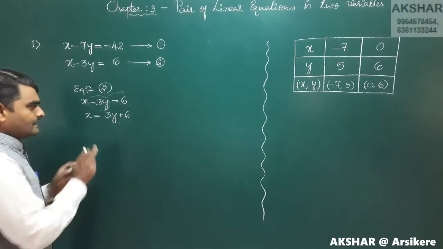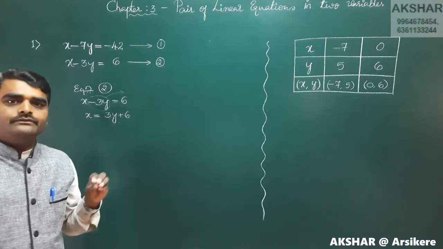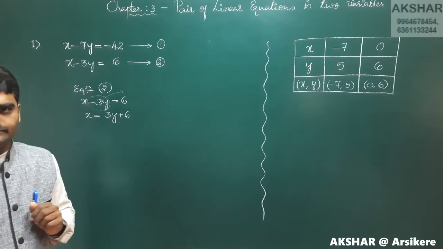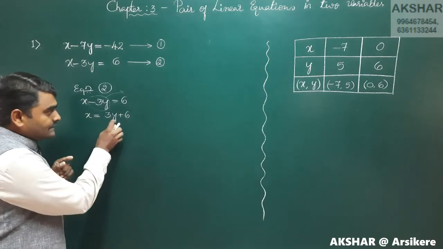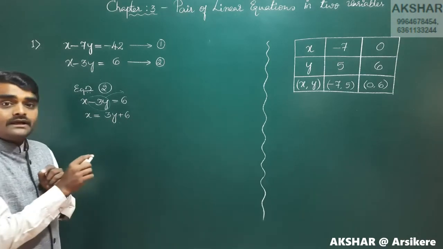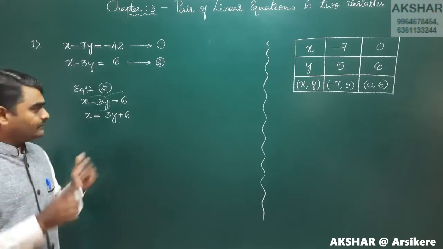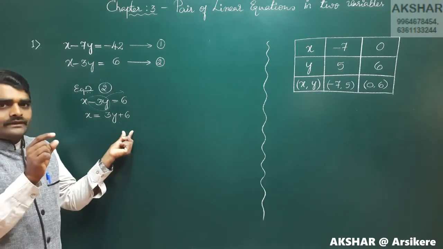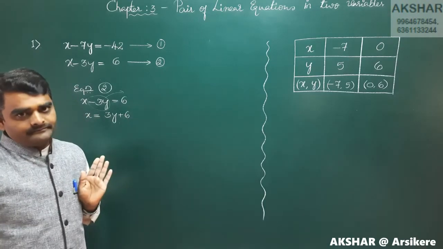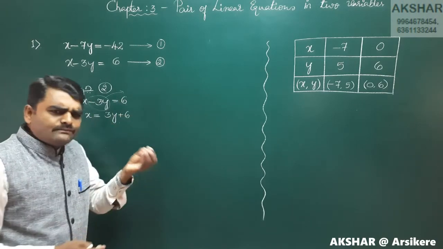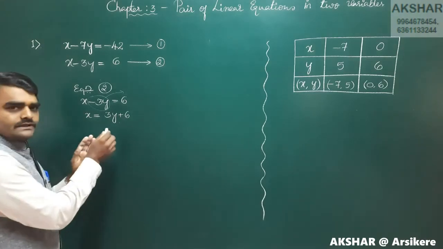Now assume the y value. You tell me, my dear children, what value I have to assume for y. If I assume 0 for y, 3 zeros are 0, the remaining is 6. Can I assume 0? Yes, because we will get the smaller value. If I get the smaller value, it is easy to plot on the graph. If I get a bigger value, it is somewhat confusing to plot the graph. That's why we assume just smaller values.